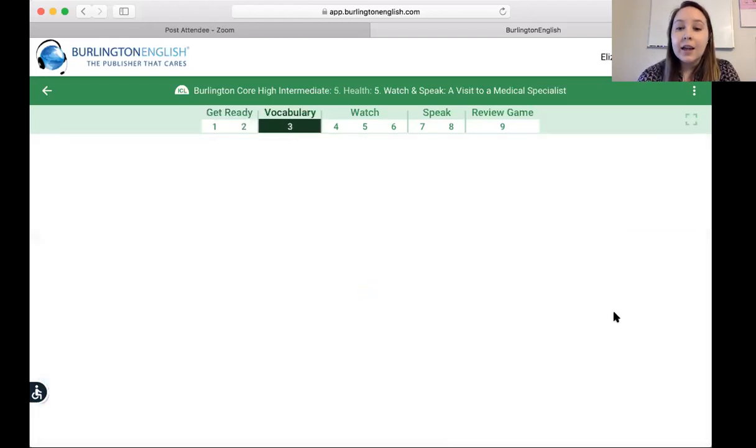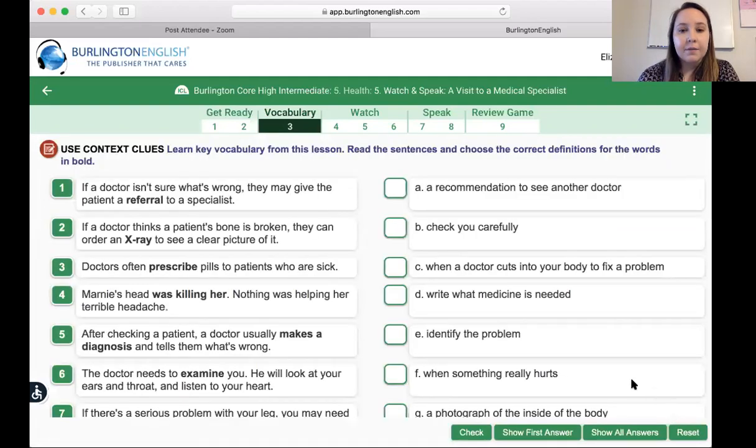So let's take a look at a little bit of vocabulary. Number one says, if a doctor isn't sure what's wrong, they might give the patient a referral to a specialist. So the word referral, you might recognize the word refer. A referral is a recommendation to see another doctor.